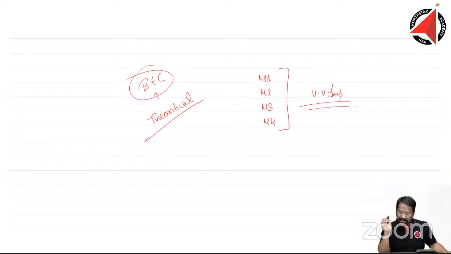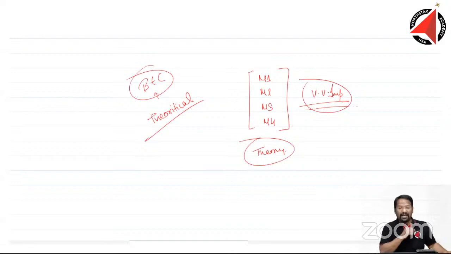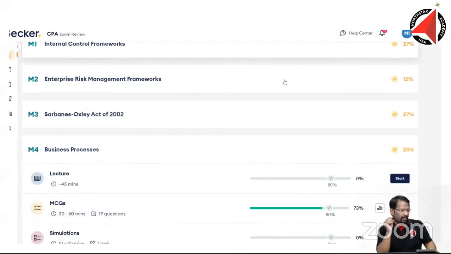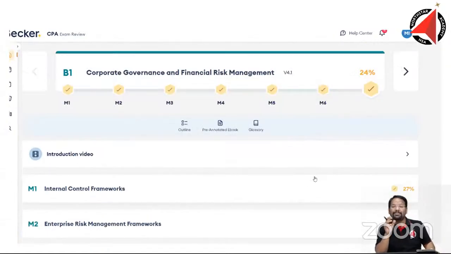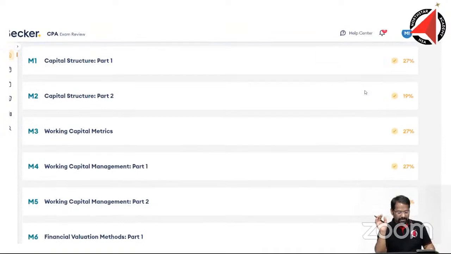All right, fine. So remember M1, M2, M3, M4, this is completely theory, and these 4 chapters are very, very important. Does that mean M5 and M6 are not important? The answer is, if you want to think that way, think for now, it's okay. But I want you to focus on the first 4 topics.